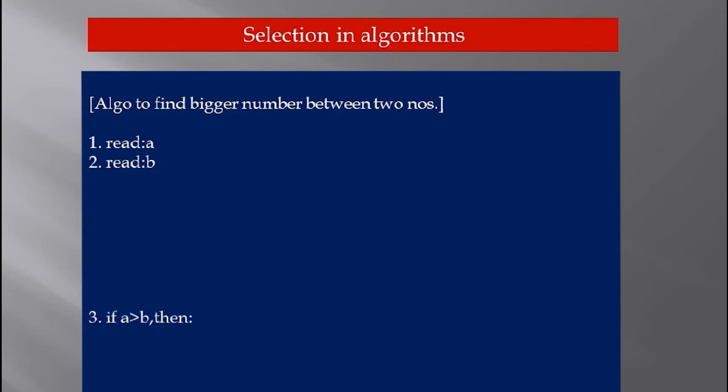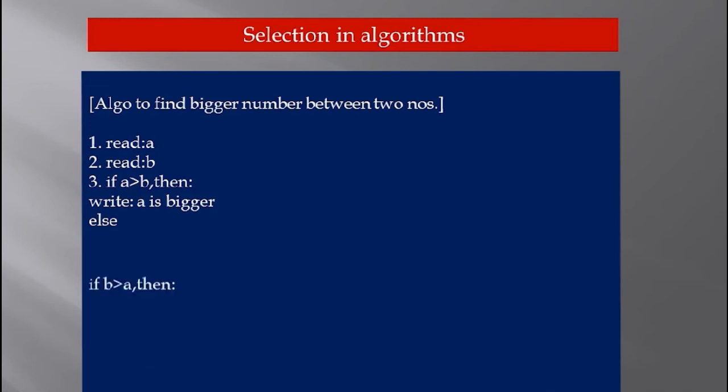Read colon A, read colon B. We are reading the values of A and B. If A is greater than B, then write colon A is bigger. Else, after else, I am not writing directly that B is bigger. I am making yet another check, if B is greater than A, because if the condition A greater than B is false, the control will go to else. And if control goes to the else, that means there are two possibilities: either B is greater than A or B is equal to A. So in else, I am writing if B is greater than A. If B is greater than A, then of course I would write B is bigger.